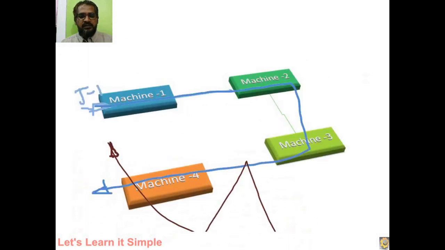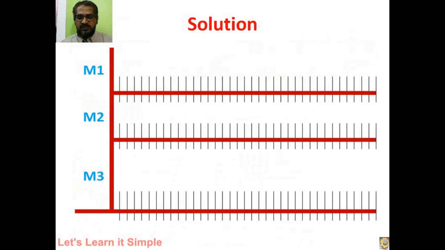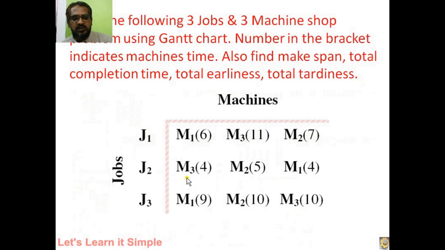Since job 1 has the smallest processing time of 6, this will be selected first. Then after J1, J3 will go to machine 1. Okay, so after J1, J3 will go to machine 1.